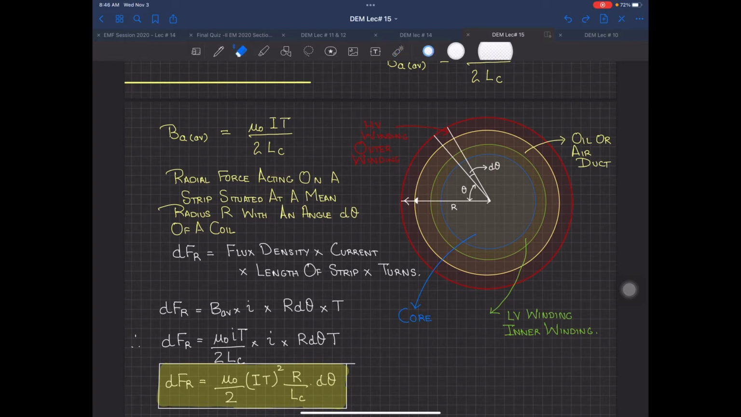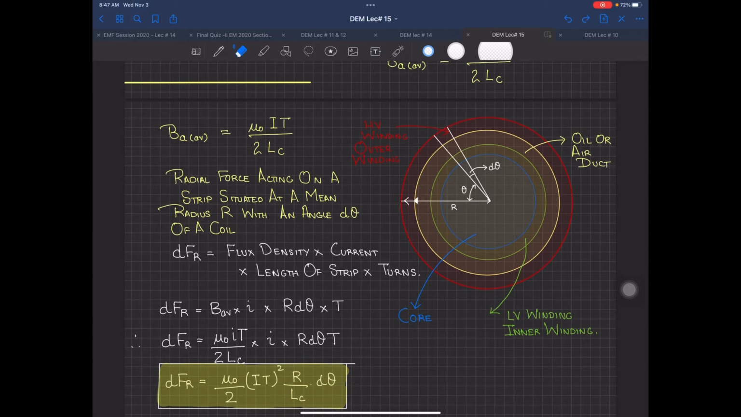ठीक है, लेकिन प्रॉब्लम ये है कि current is going to be different in both of the windings. ये याद रखना, current is going to be different because it is high voltage winding, the other one is low voltage winding. And F is equal to ILB. B दोनों windings के लिए same है. Assume हमने किया है कि B same है, air duct में भी, low voltage में भी, high voltage में भी. So overall, F is equal to ILB.